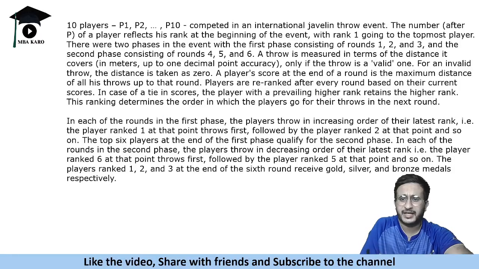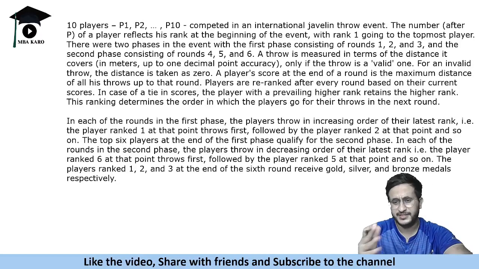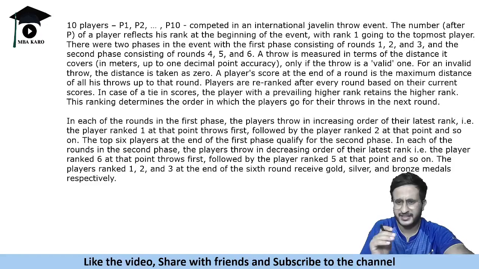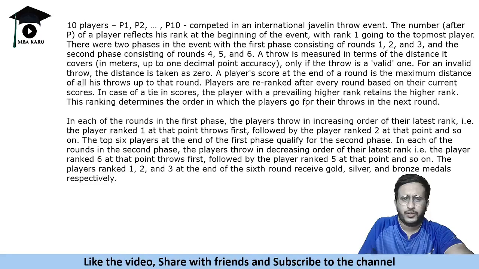Players are re-ranked after every round based on their current scores. So based on the scores, each round the rankings might change. In case of a tie in scores, the player with the prevailing higher rank retains the higher rank. So in case there is a tie in the scores, whoever had the previous better rank will remain at the same rank. This ranking determines the order in which the players go for the throws in the next round.